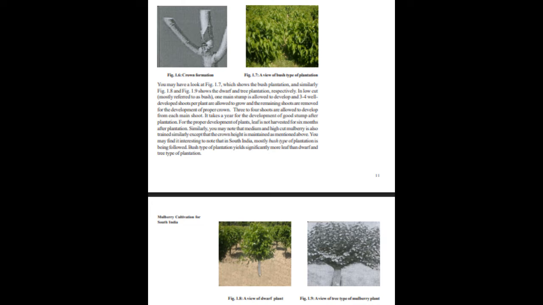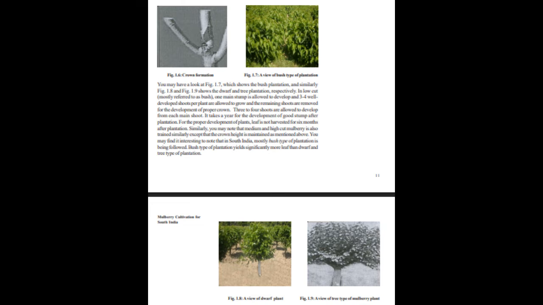On the basis of the stump height from which the crown is developed, plantations can be classified as: 1. Low cut, bush, crown height 20 to 25 centimeters. 2. Medium cut, dwarf, crown height 60 to 70 centimeters. 3. High cut, tree, crown height 150 to 175 centimeters. You may have a look at Fig. 1.7, which shows the bush plantation, and similarly, Fig. 1.8 and Fig. 1.9 show the dwarf and tree plantation, respectively.